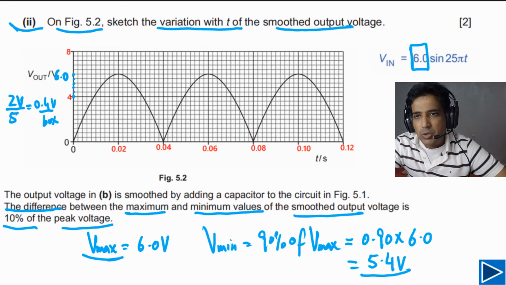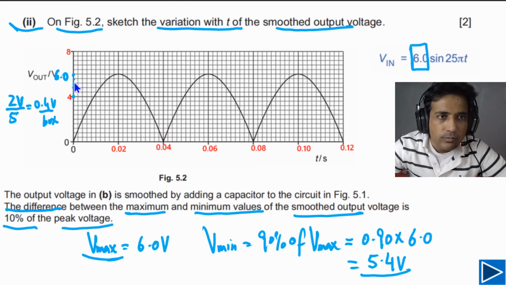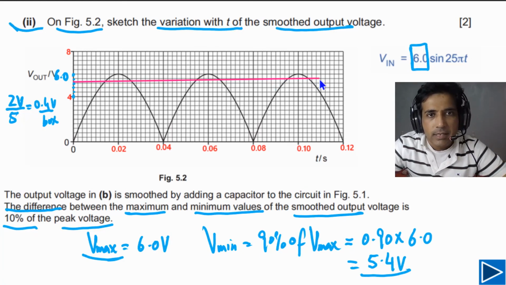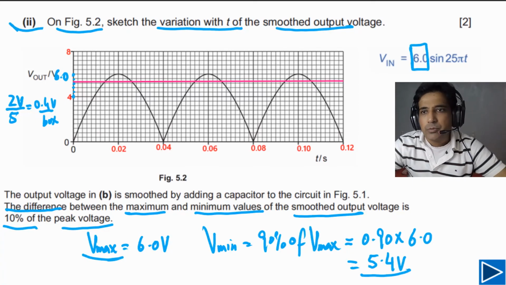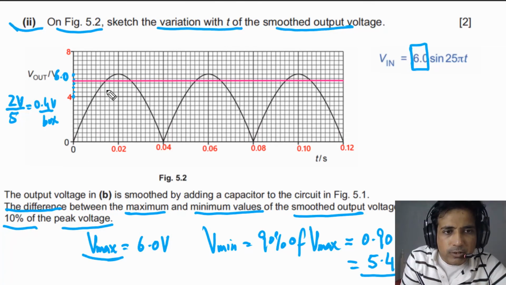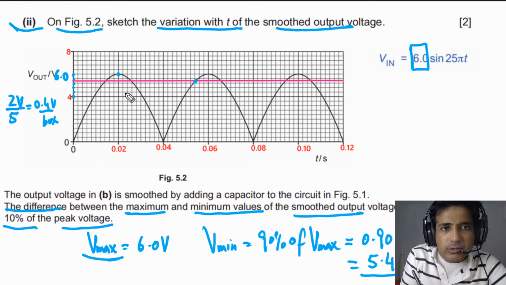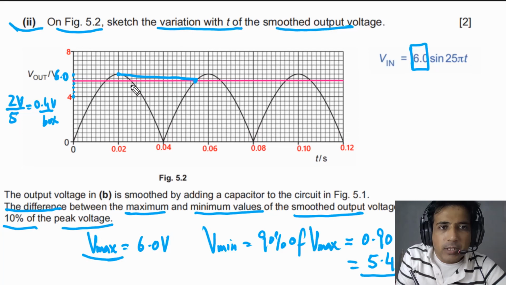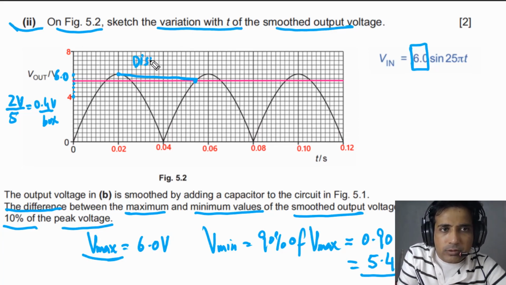Simply we can draw a line between 5.2 and 5.6. So this is how we can draw the line. Our minimum voltage should not be lower than this one. The maximum voltage across the load resistor is 6 and the minimum voltage across the load resistor is 5.4. Now we simply need to connect these 2 points using a curve. So this is how you can connect using a curve. Between these 2 points, the capacitor will discharge.